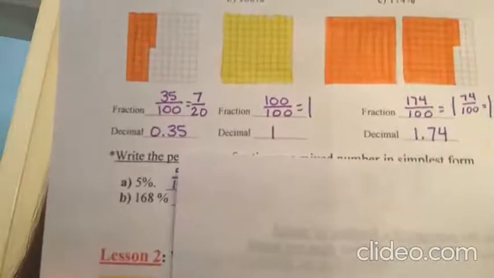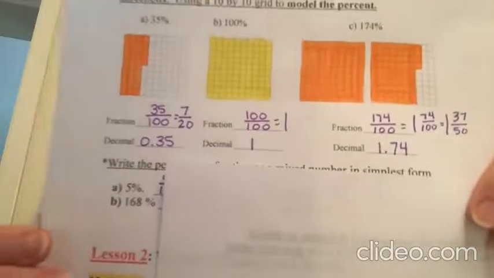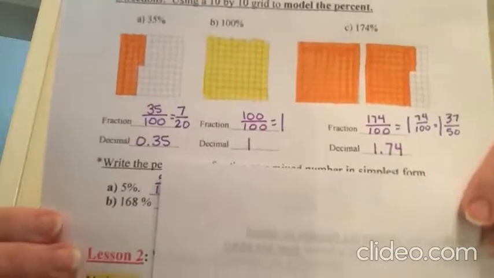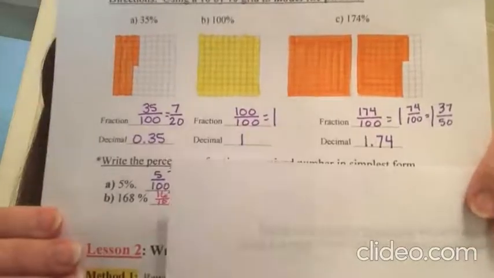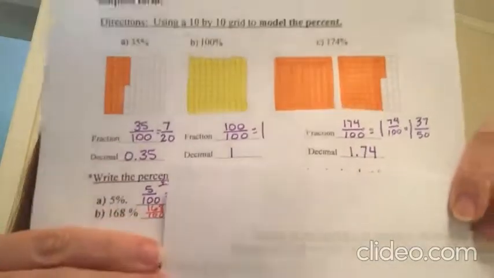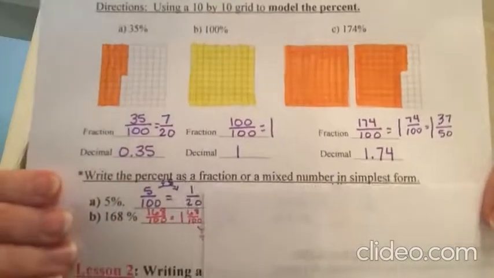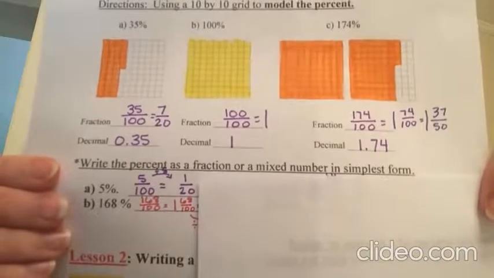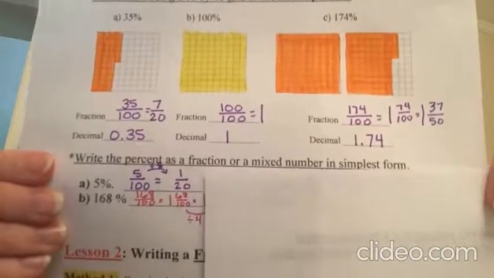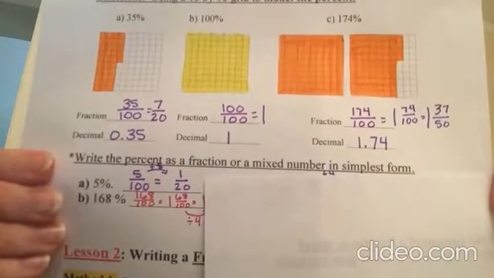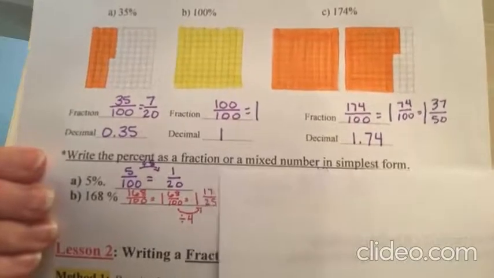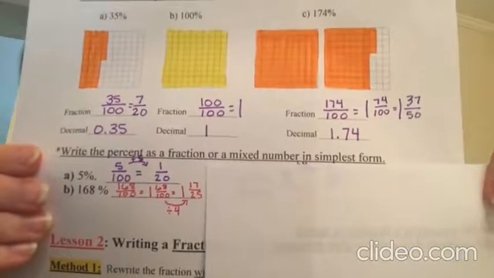The next question, letter B, is 168%. So 168% I would write as 168 over 100, which would simplify to 1 68 hundredths, and then 68 and 100 can both be divided by 4, so that would give us 1 17 25ths.